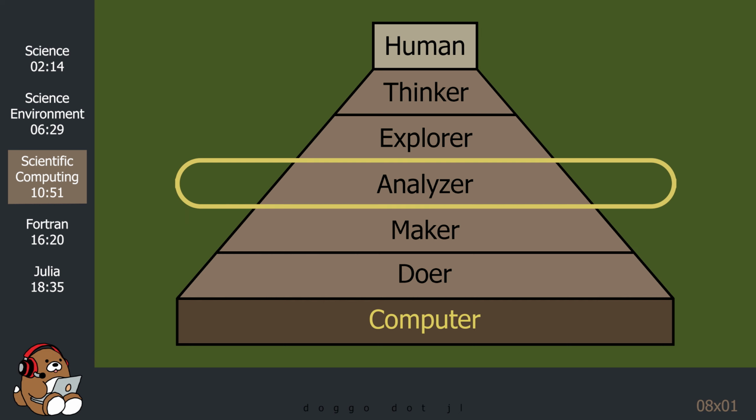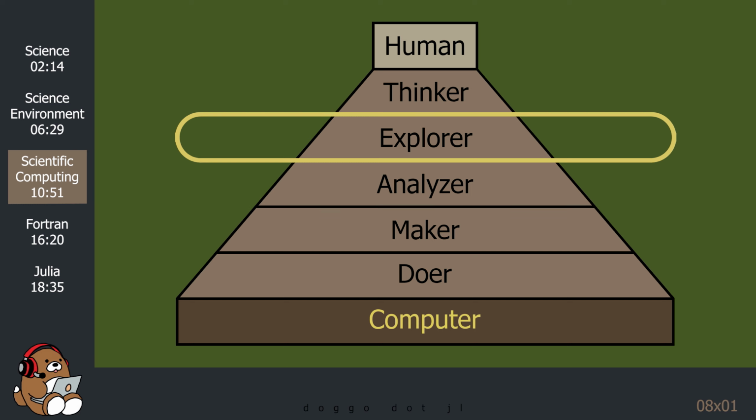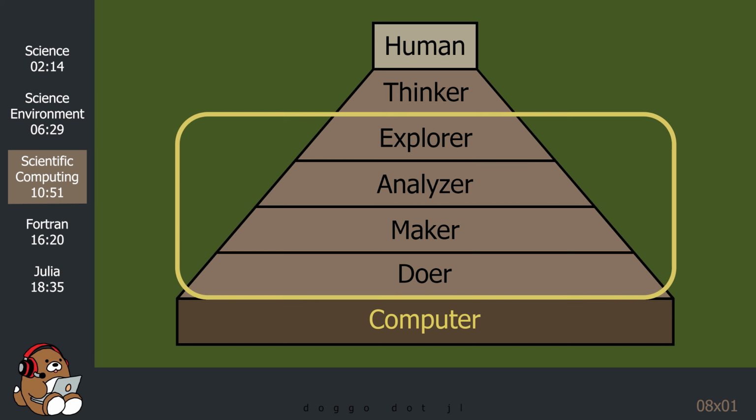The motivation of an analyzer is to offer advice to a decision maker, like a business manager or a public policy maker. And the motivation of an explorer is to discover something new, in order to add to the catalog of human knowledge. Scientific computing is part of the explorer tier. But as you can see, it sits on top of all of these other tiers.